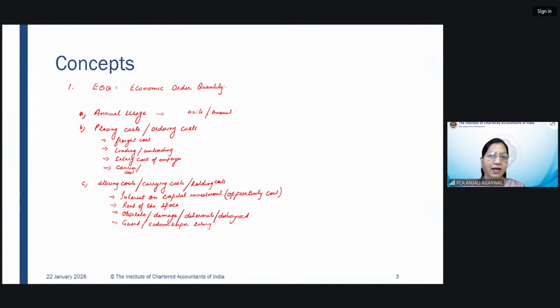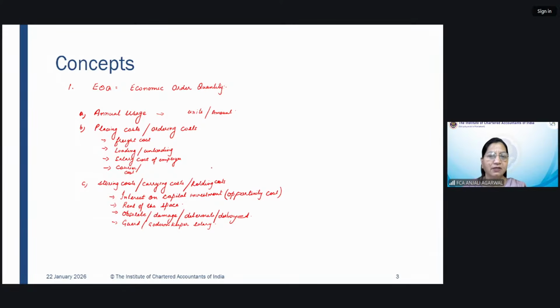Remember, whatever the annual usage, if it is in kgs, your economic order quantity answer's unit will also be kgs. If it is liters, it will also be liters. And if it is amount, let's say your annual usage for the whole year is 3 lakh rupees, then your economic order quantity would also be an amount, let's say we order goods worth 20,000 rupees at one time, for example. So you have to take care that whatever the annual usage units are, the same will be the units for the economic order quantity, right?